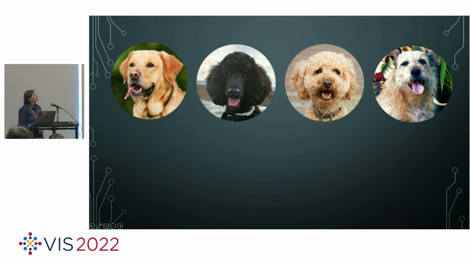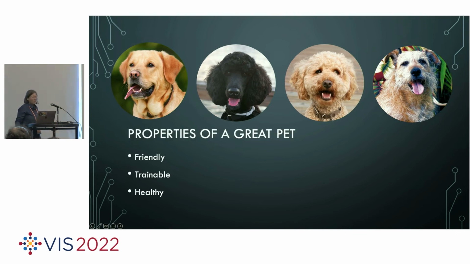Now this dog is a mutt. We don't know what breeds made up this dog. However, this dog might make a very good pet. So we could define for ourselves some cross-cutting properties of what makes a great pet. Maybe it's friendly, and it's trainable, and it's healthy, and we could go on.